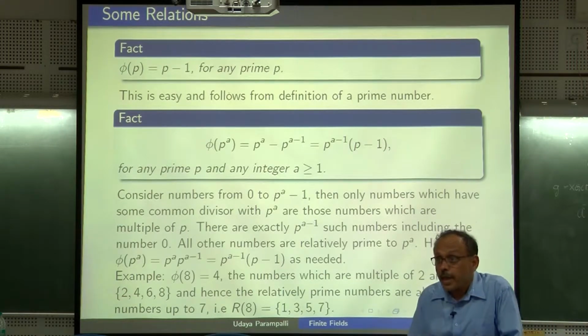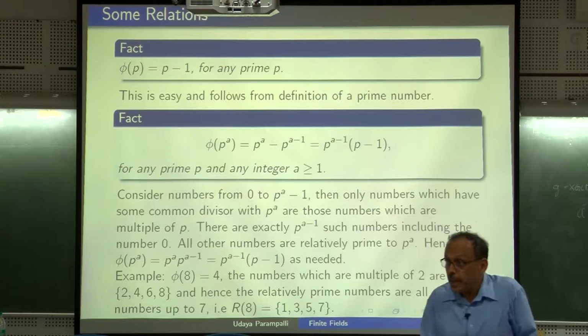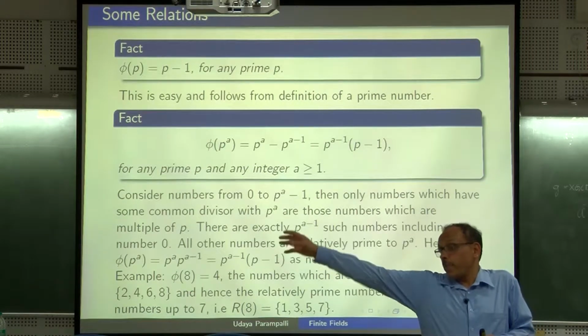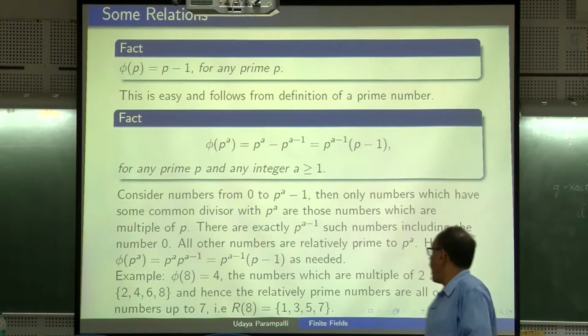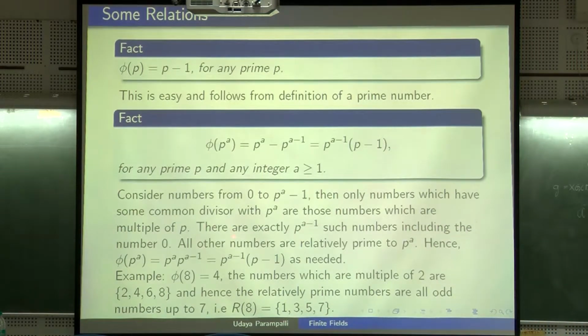You can easily count how many there are. From p going to p square or p power a, you can keep on counting how many there are. And that is exactly what I do. So there are exactly p power a minus 1 such numbers, including the number 0. So all other numbers are relatively prime to p power a.